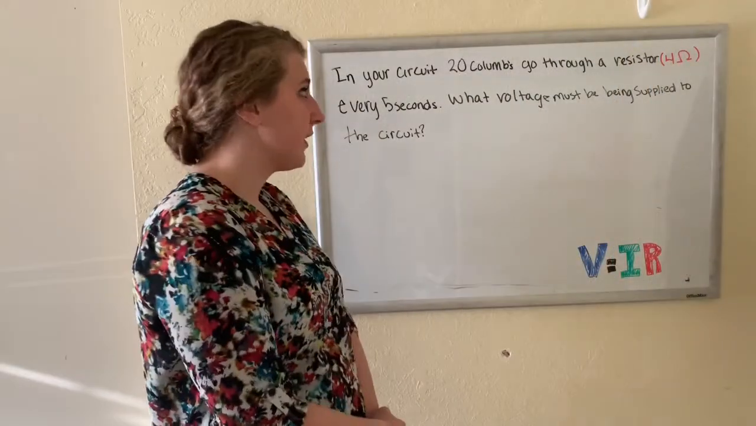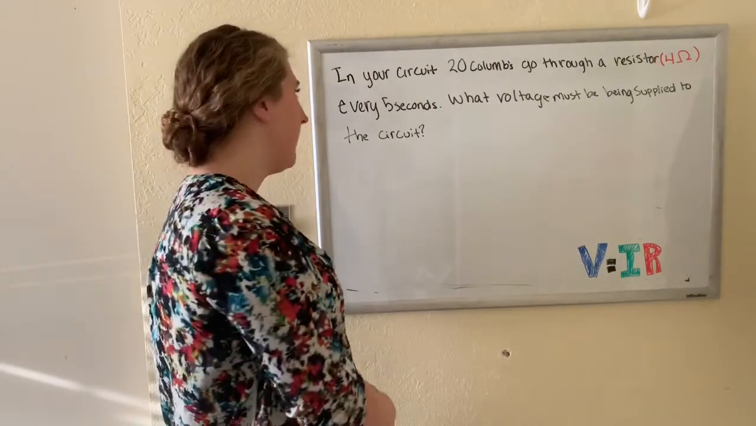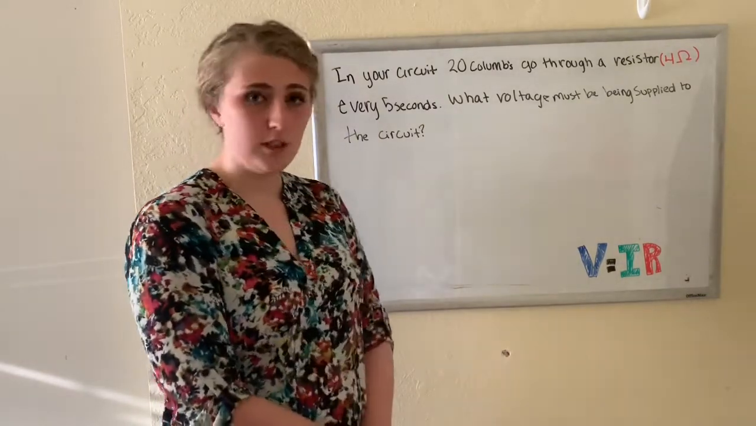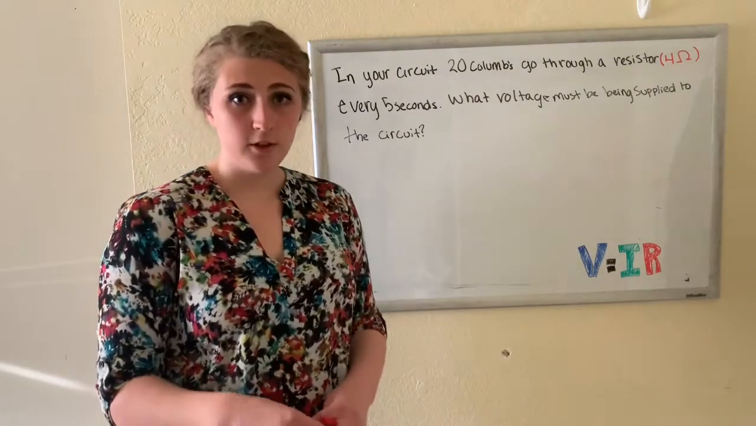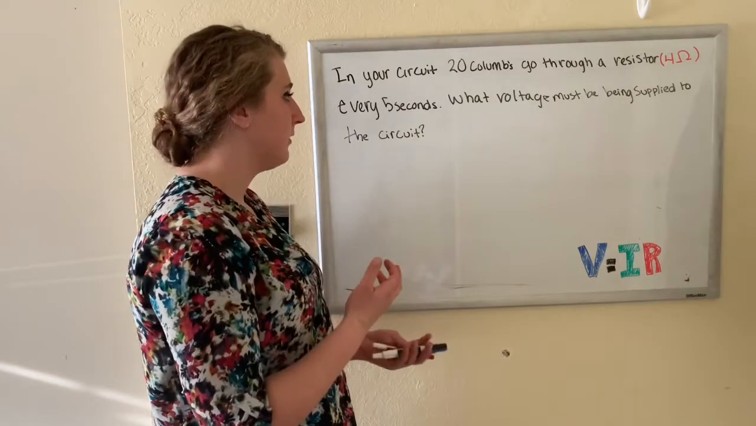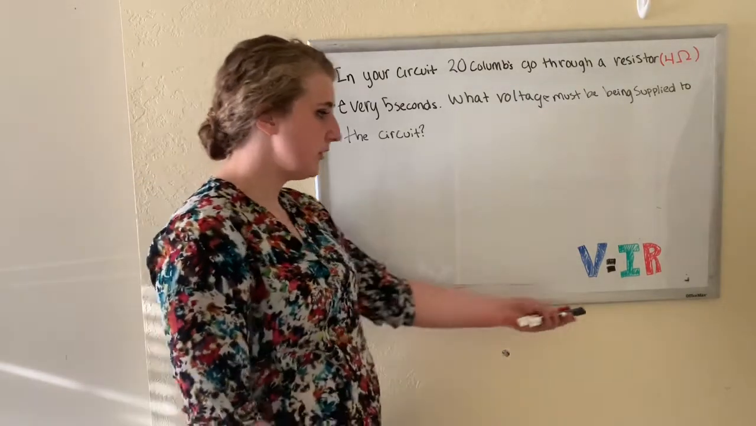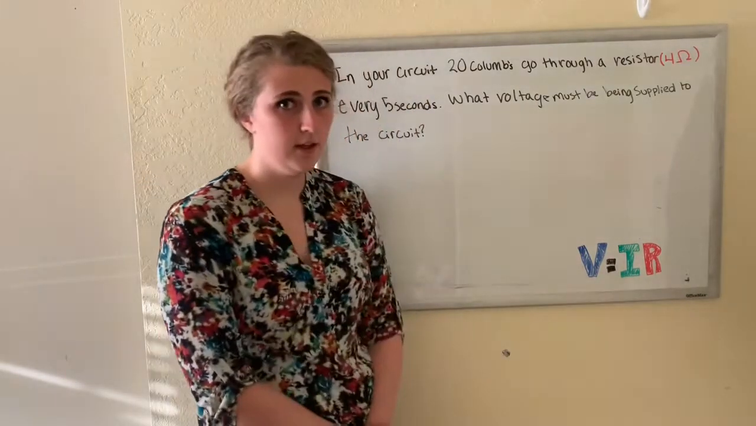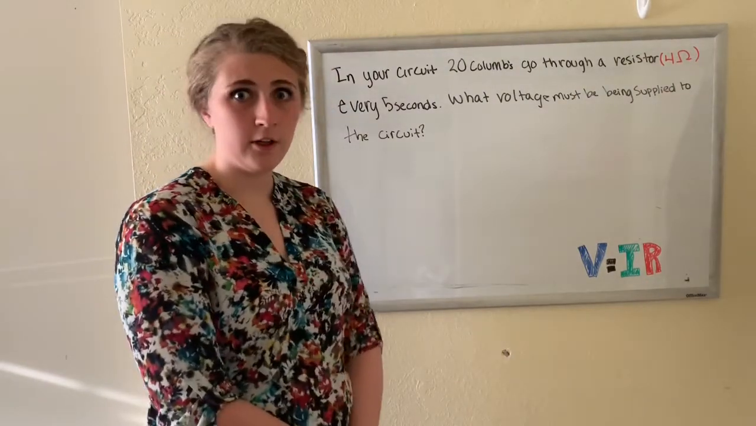So in your circuit, 20 coulombs go through a resistor, which is 4 ohms, every 5 seconds. What voltage must be being supplied to the circuit? So first, we're looking for voltage. To find voltage, we need current and resistance. Well, we have resistance, so we just need current.